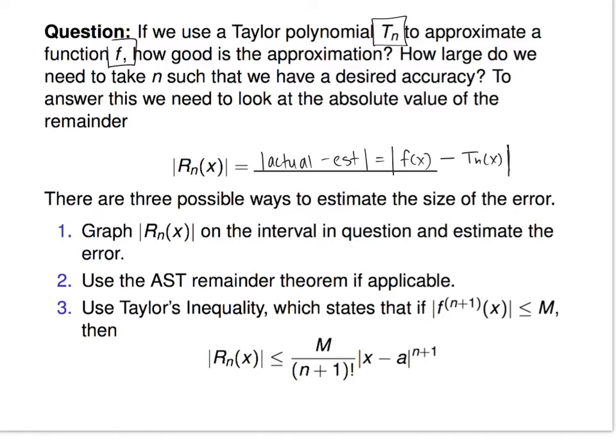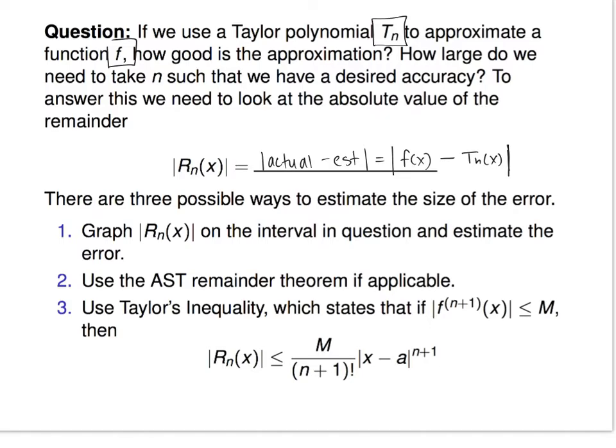Okay, so here are three possible ways to estimate the size of your error. You could take your function f of x, subtract the function Tn of x, and graph that absolute value on the interval, and that would tell you how big your error was. I dislike that way because it makes you actually graph. I think it's just annoying. But graphing in real life is a really good way to look at stuff, because they're good graphers these days.